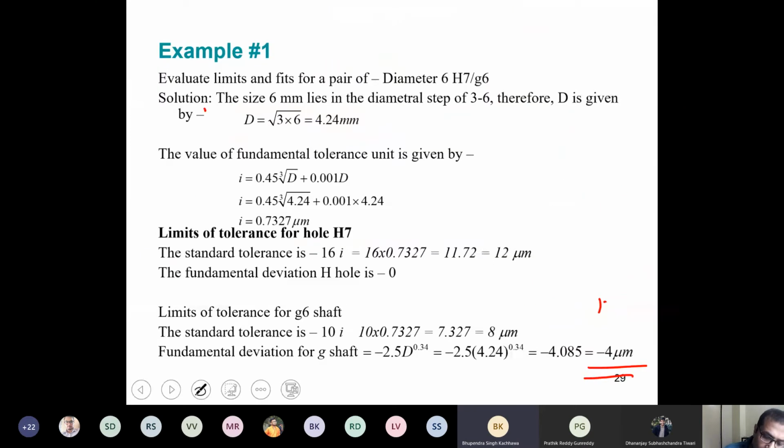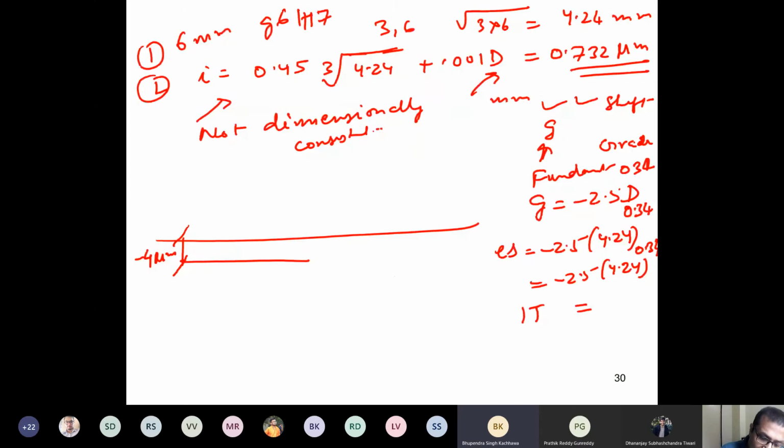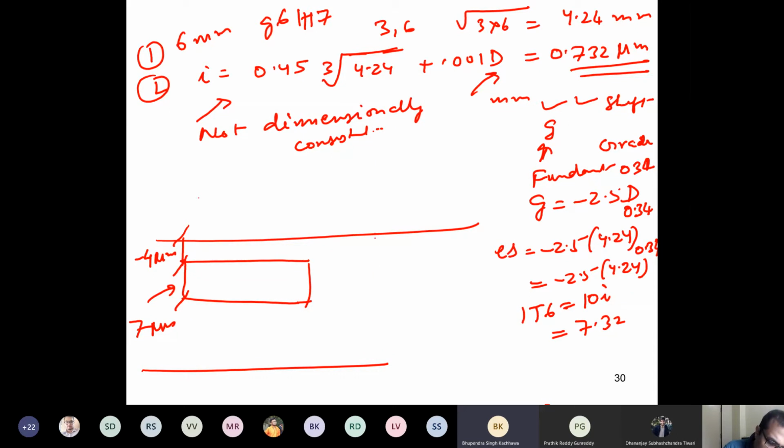This is actually an old PowerPoint, so that's why I think it's acting up. IT6 is equal to 10i. So 10i will be, i is 0.732, so this will be 7.32. So this is 4 microns, and this will be 7 microns. If say this is the baseline, from here to here is 6 millimeters.